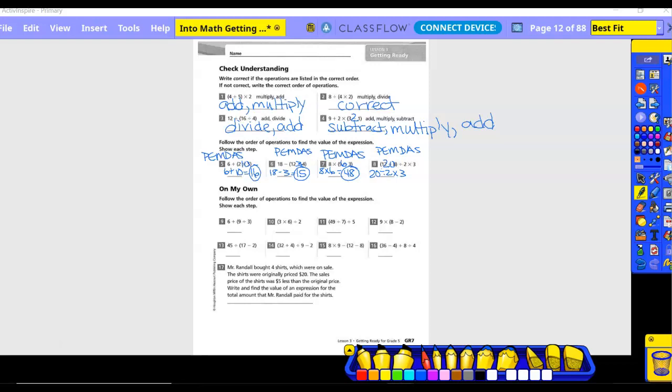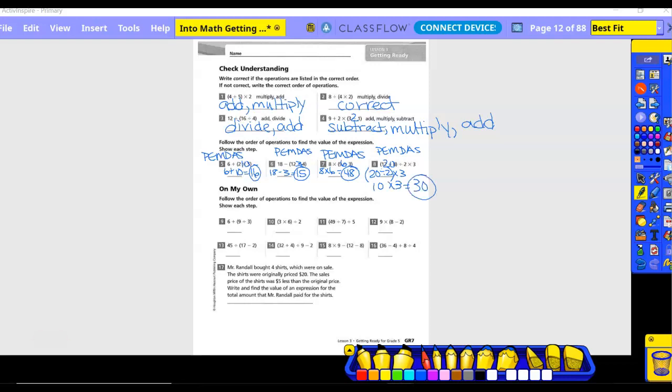Yes. So I am going to do 20 divided by 2 first. So I'm going to go ahead and put my own parentheses there. So then I know parentheses comes first, right? Okay. So what is 20 divided by 2? 10 times 3 equals 30.